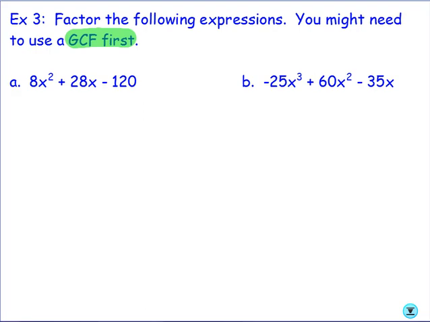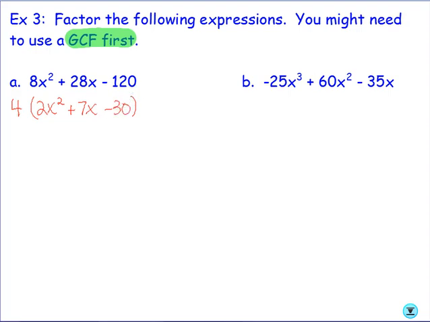8, 28, and 120. What can they all be divided by? Well, they can't all be divided by 8. However, they can be divided by 4. So I'm going to write down my 4 and divide every single one of these by 4. 8 divided by 4 is 2x squared. 28 divided by 4 is plus 7x. Negative 120 divided by 4 is negative 30.